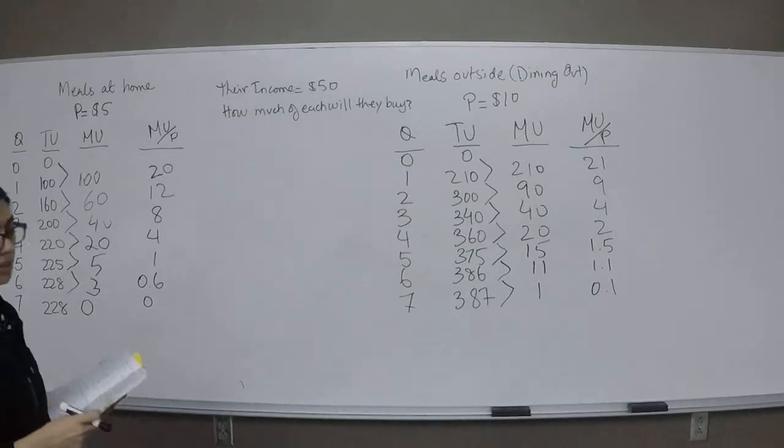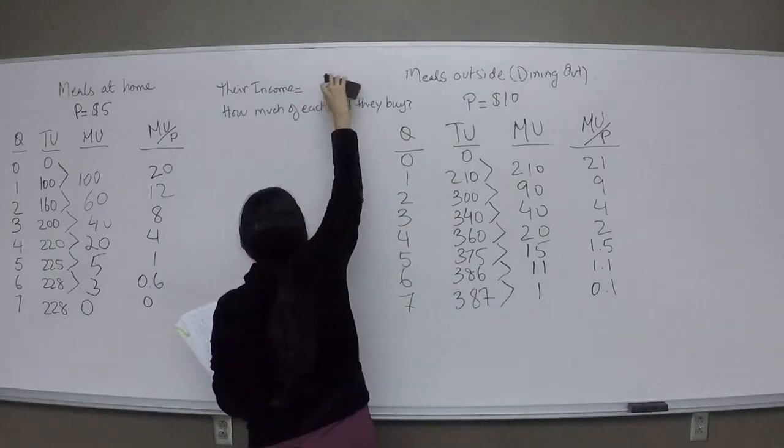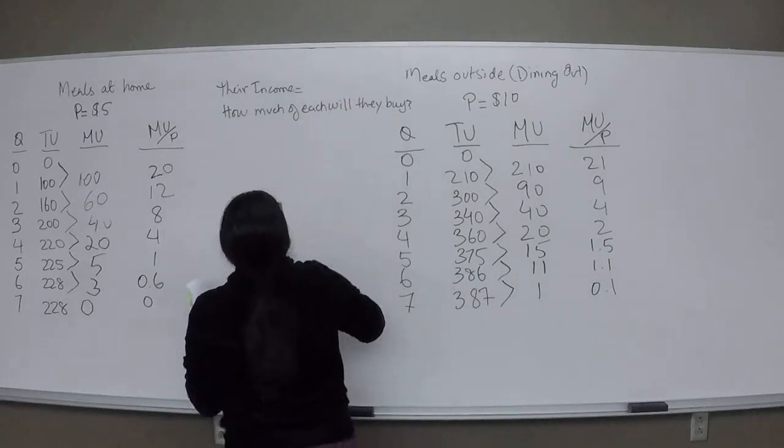Actually, let's do income is $10 first. Then we can do income is $50. So first, let's do income is $10. Sorry about that.